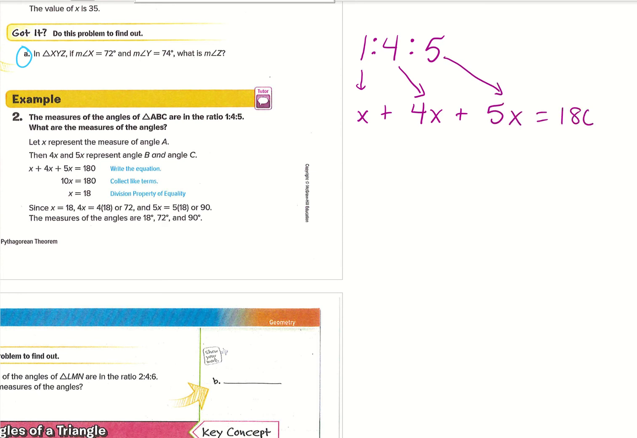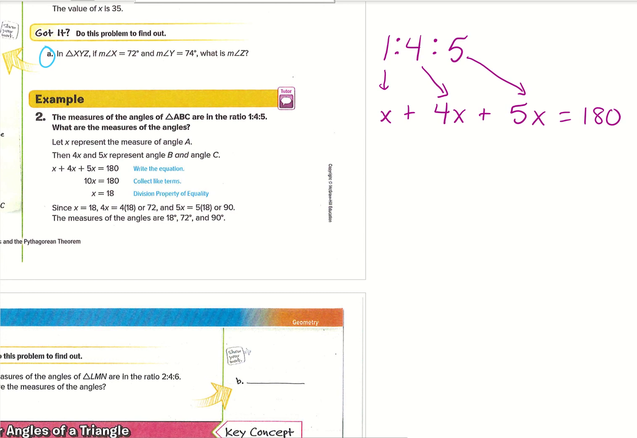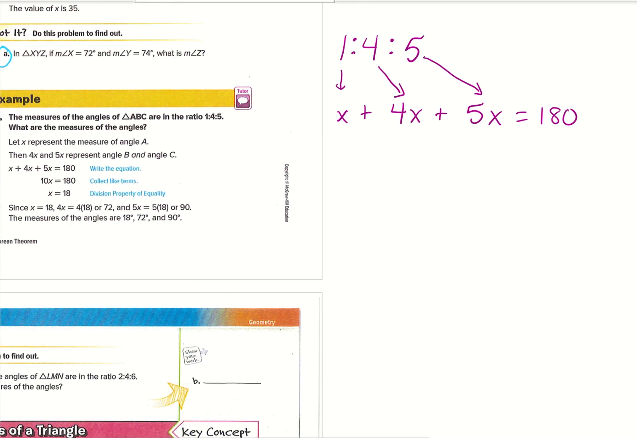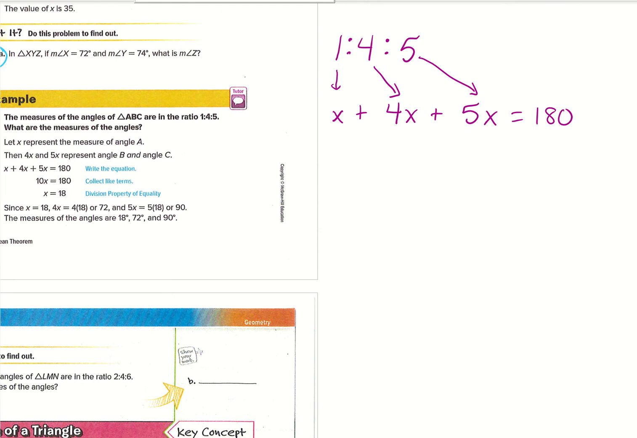We can add all of those together to equal 180. We know it's 180 again, because all three angles of a triangle have to equal 180 degrees. From here, we can figure out what x is, just combine like terms. We have 1x plus 4x plus 5x. If you add all those together, you're going to get 10x equals 180.